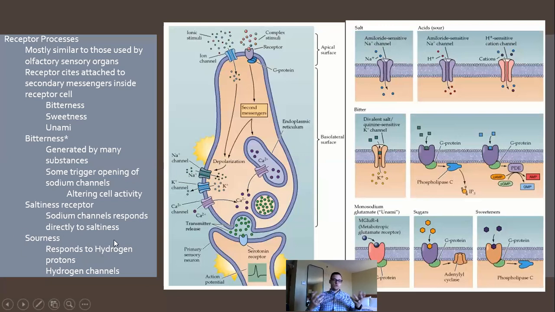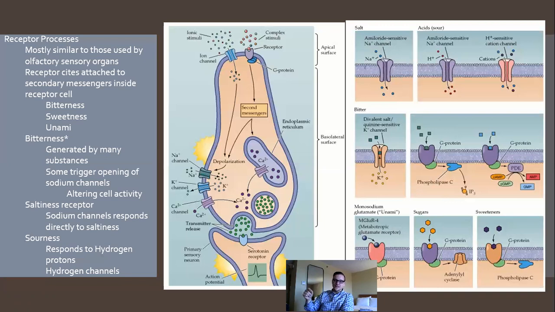So with our perception of saltiness, the receptors for saltiness are triggered directly by salt. All right, so when salt comes in, it goes into the sodium channels, and it triggers an action potential, allowing you to experience the sensation of salty taste.